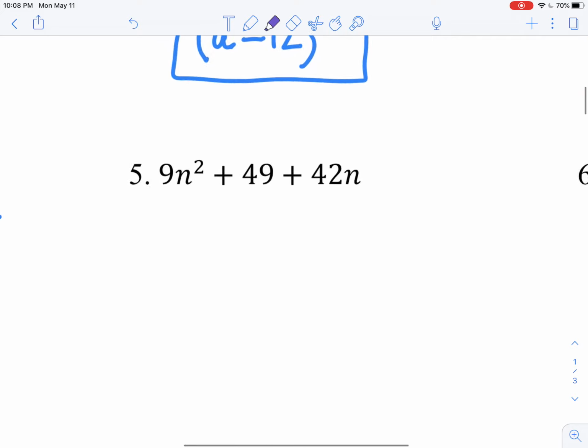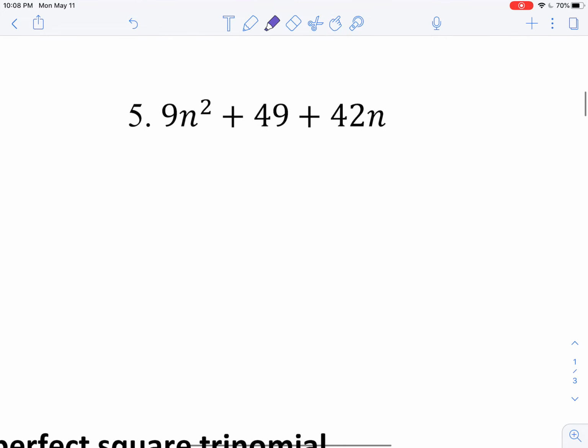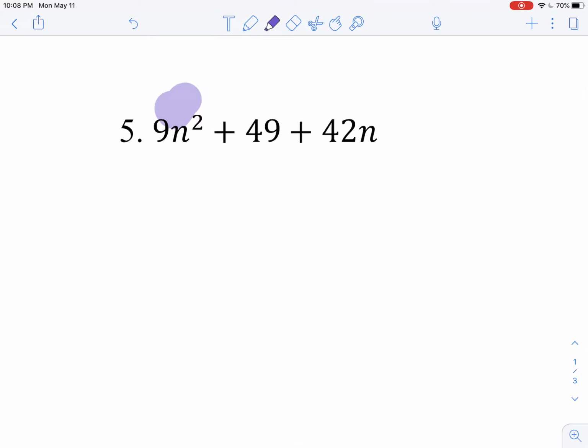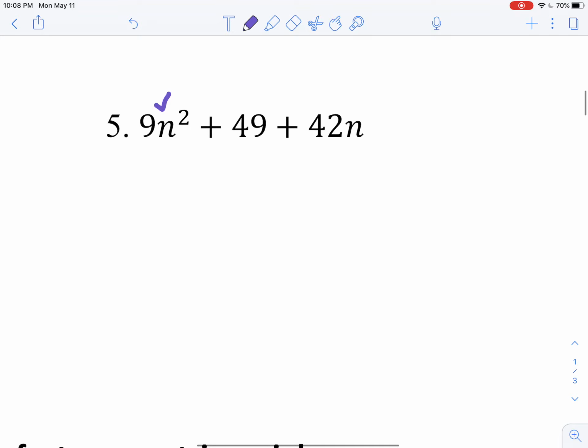In question number 3, if we take a look at our first term, 9n squared is a perfect square. But we have a problem. Our terms are not in descending order. So let's start by rewriting this so that our terms are in descending order. So we have 9n squared, but then I'm going to put the plus 42n and then the plus 49. You still need to have descending order.